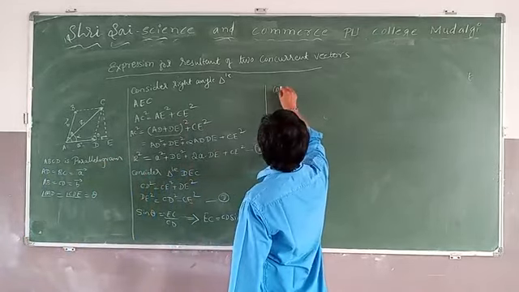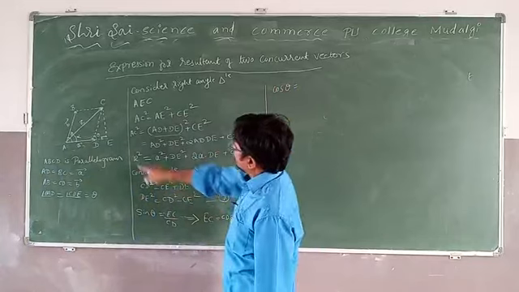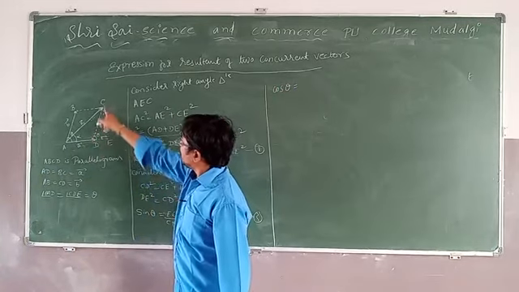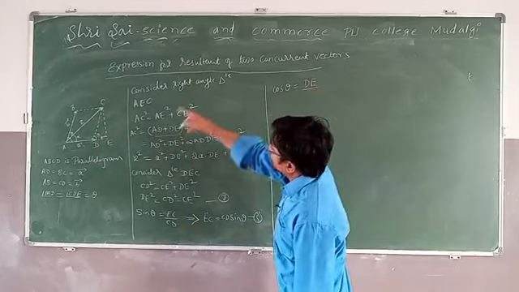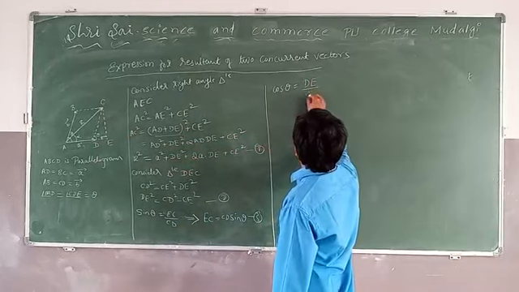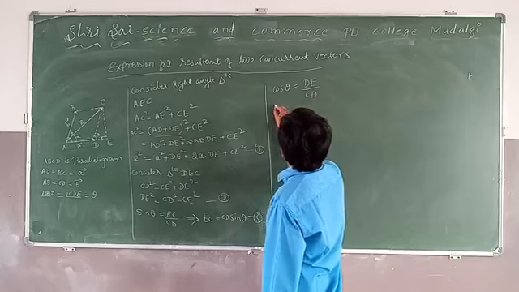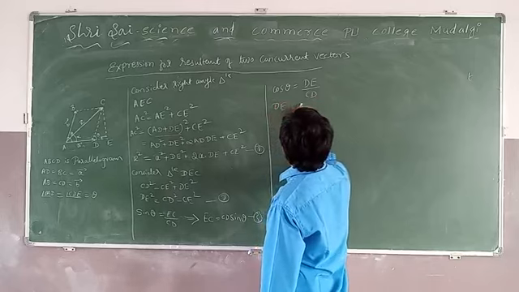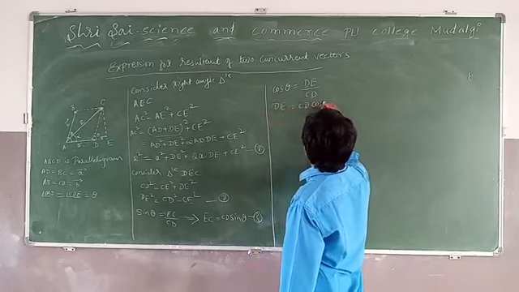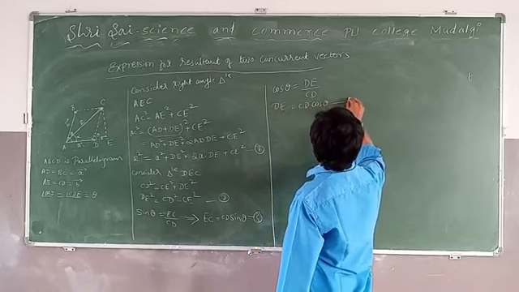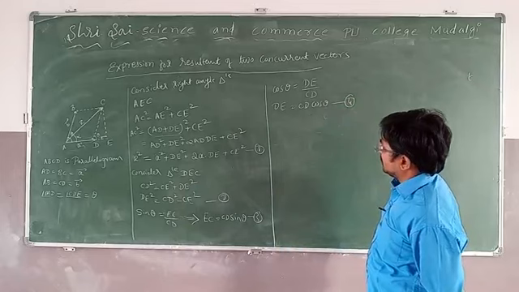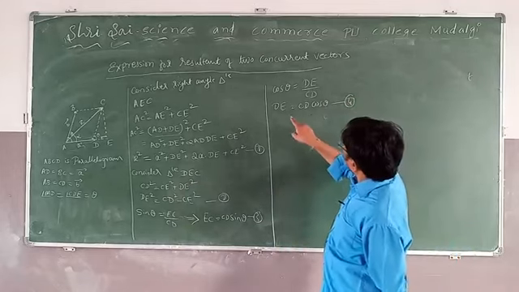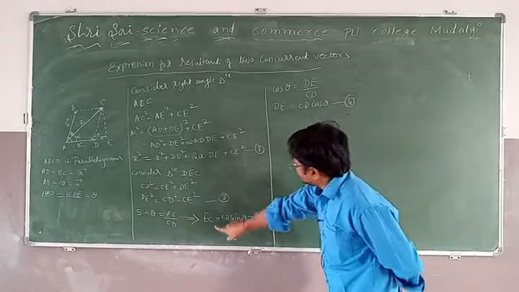Next, cos theta. Cos theta is equal to adjacent side divided by hypotenuse, DE divided by CD. Therefore DE is equal to CD cos theta. It is the fourth equation. Now we got the DE and EC values.